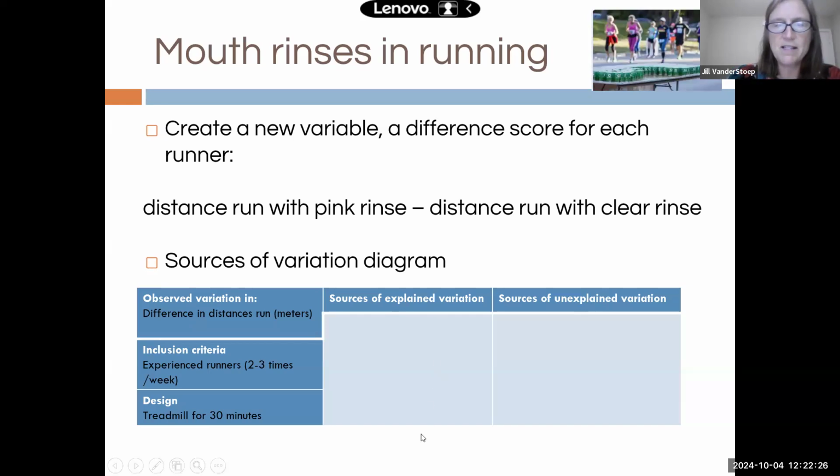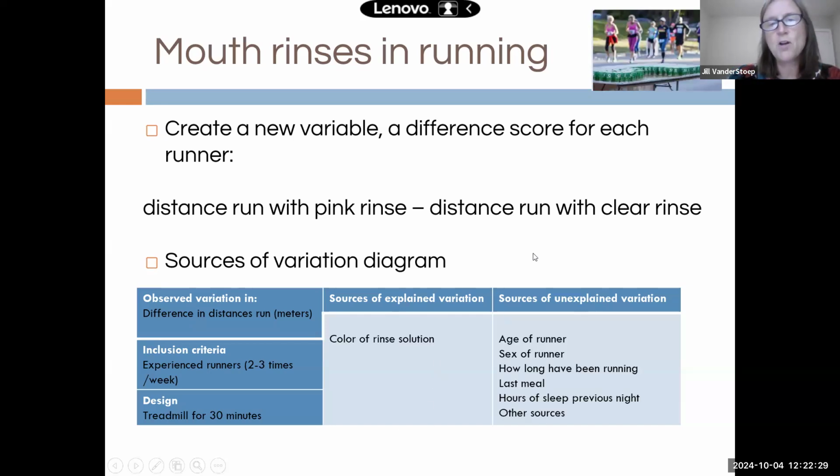I put some into these boxes, and we do have an explained source of variation. So we're hoping that the treatment we impose, the color of the rinse solution, is going to explain some of the variability that we see in those distances. But you're right, all of these other sources, age, the sex, how long they've been running, the weather, what kind of route they're on, all of those are going to come into play.